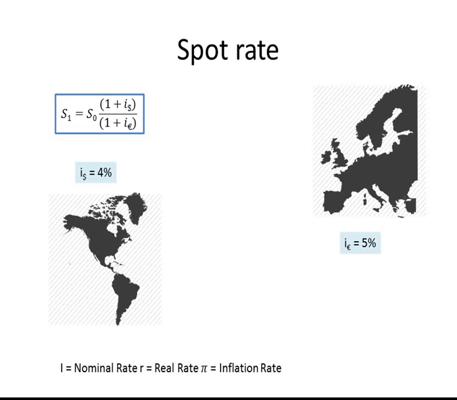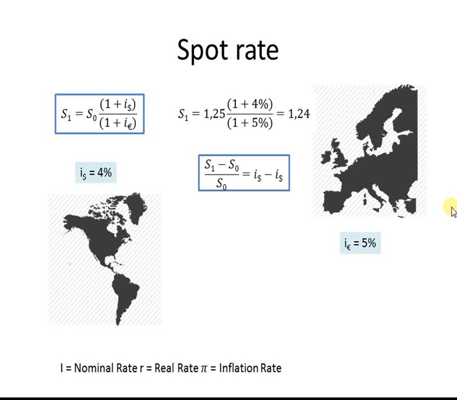Let's assume the spot rate for the euro is 1.24 euros. Applying the formula, we can see that the future spot rate will be 1.24 euro. Applying the second formula to calculate the change in the spot rate, which should be equal to the change in nominal interest rate, we can see that the euro spot rate depreciated by 1%, equivalent to the change in the inflation.